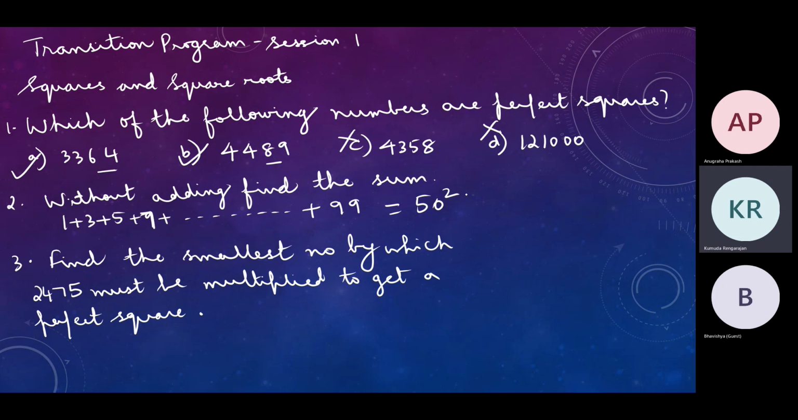And the sum is 50 square, which is 2500. The question is without adding, find the sum. So 50 square and the sum will be 2500. Very good. Do the next one.